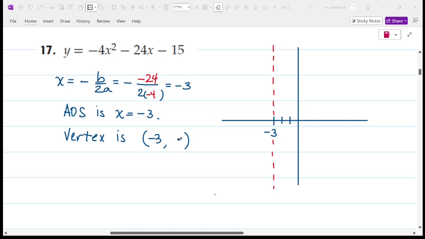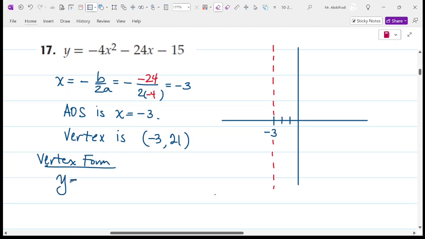Let me hear it. 21. You guys all get 21? Positive? All right, so the vertex is negative 3, 21. Now we can write vertex form. What is the vertex form of this parabola?